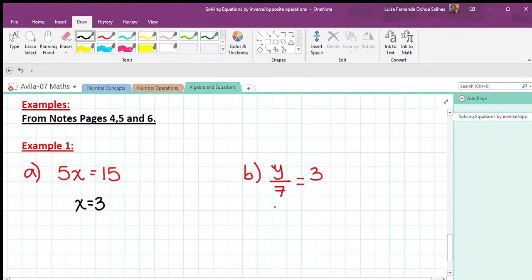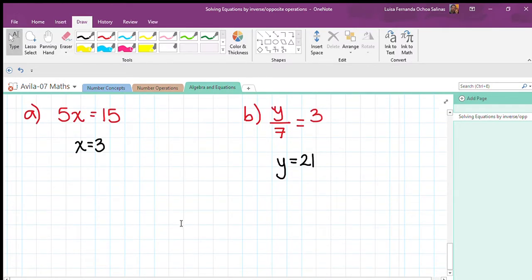With the following one, if I say y divided by 7 is equal to 3, okay, so I have to think of a number that when I divide by 7 is equal to 3. So I know my 7 times tables, and I know that 21 divided by 7 is equal to 3. Therefore, y has to be equal to 21. Okay, now let's go in here. We're going to do example 2. I'm going to type here example 2.